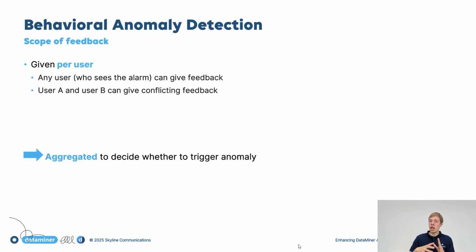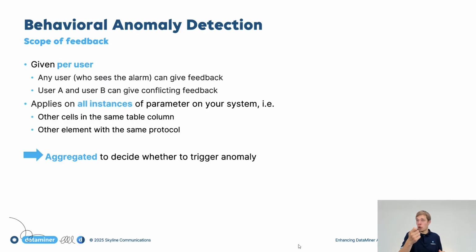And similarly, if you have multiple instances of the same parameter on your system, it will take into account all the feedback that you gave on all these instances of the parameter. For instance, if you have a table column, like we have in our examples, then feedback that you give on one cell of the same table column will also have an influence on the anomalies that are detected on other cells of that same column.